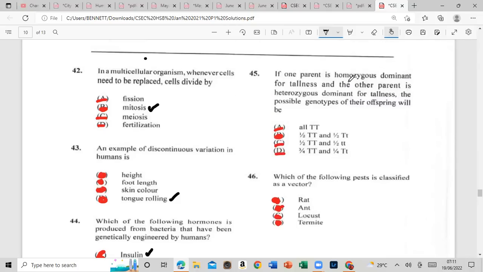Number 45. If one parent is homozygous dominant for tallness and the other parent is heterozygous dominant for tallness, the possible genotypes of their offspring will be A, all TT, and so on. And that is half TT and half Tt.